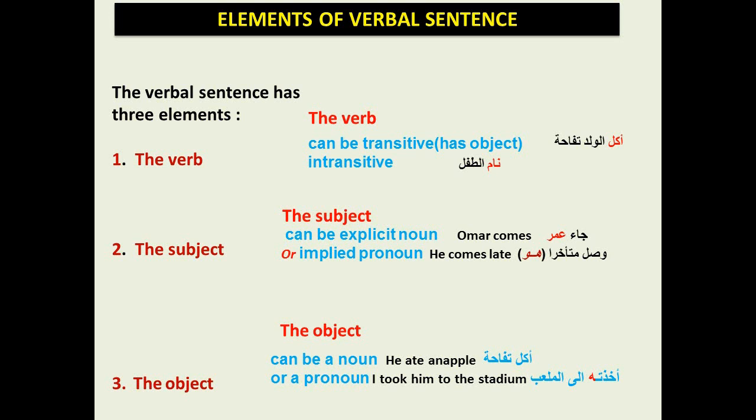So in general, in the verbal sentence, we have the verb, the subject, and the object. And of course, we call it a verbal sentence because the sentence starts with a verb. أكل, نام, جاء, وصل, أكل, أخذ. All these are verbs.